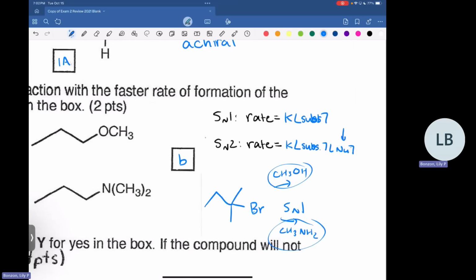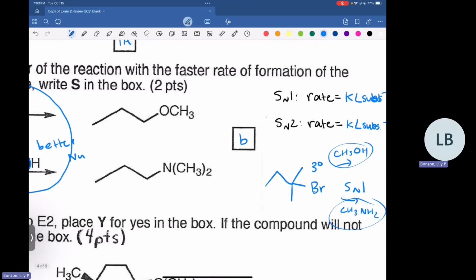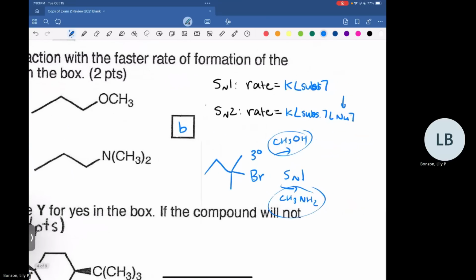This example that I just drew off to the side would be SN1 because it's tertiary. The ones that we're given are both SN2. I just wanted to show you the example of the SN1 as well, because it's pretty important, and sometimes people forget that the rate is different between the two types of reactions.